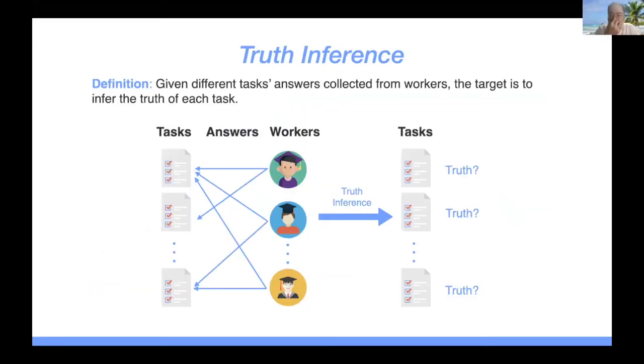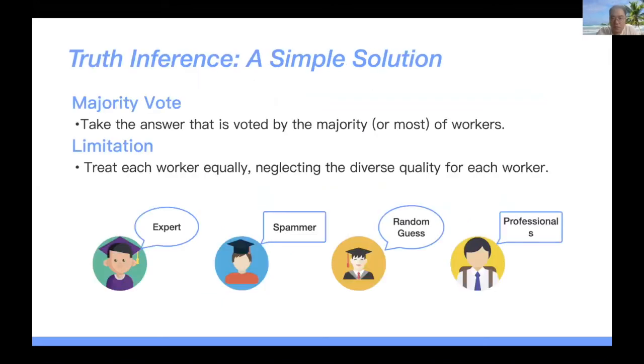By definition, truth inference means that given different task answers collected from workers, the target is to infer the truth of different tasks. A very simple solution is to take the answer that is voted by the majority of the workers. This is called majority vote. But majority vote treats each worker equally, so it doesn't consider the diverse quality of each worker. It has limitations, especially when your workers vary in their expertise.